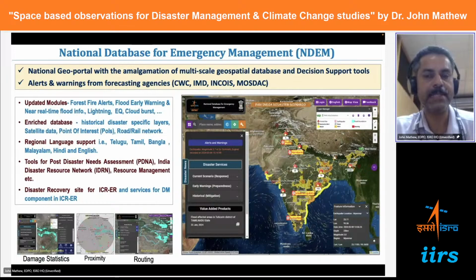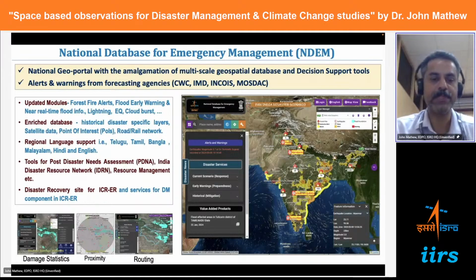Then after this, I would like to bring to your attention that ISRO has also implemented something called the National Database for Emergency Management, because various agencies like NDRF would like to take decisions, and they would need a very reliable database, at multiple scales, at country level, district level and city level. This multi-scale database is generated. It includes all the infrastructure, roads, and all the information is available.